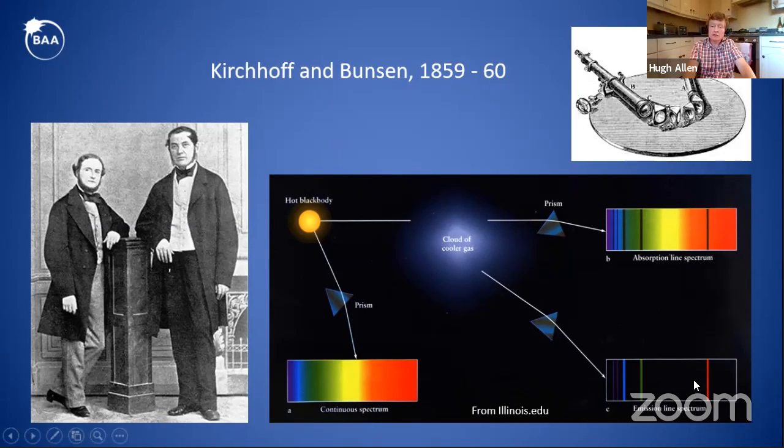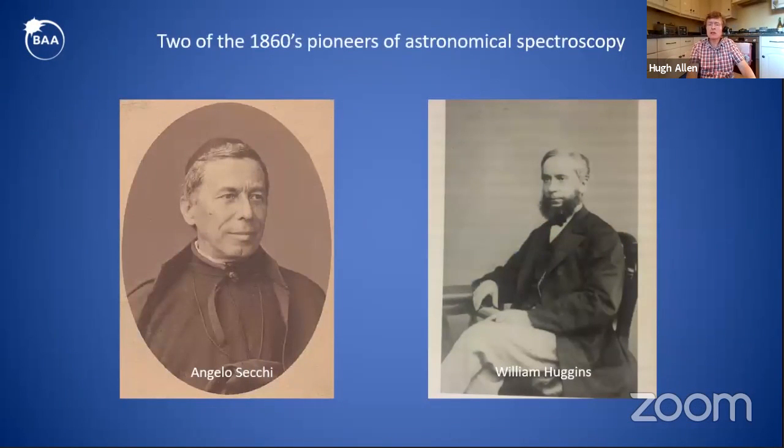And these are identical in position to the absorption lines. They're two sides of the same coin. And just like the absorption lines, they are the fingerprint of chemical elements. And it was as if this explanation, this synthesis, sort of kicked off astronomical spectroscopy, because within a few years, there were several pioneers of astronomical spectroscopy.